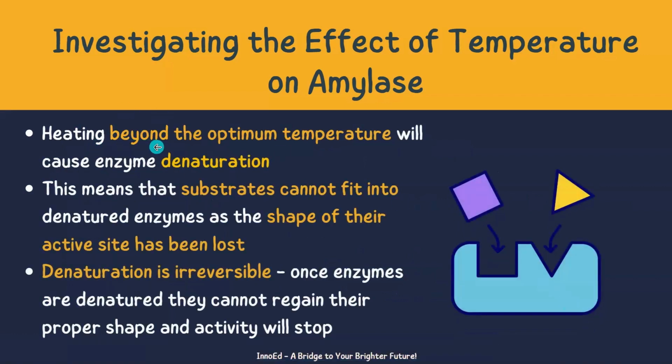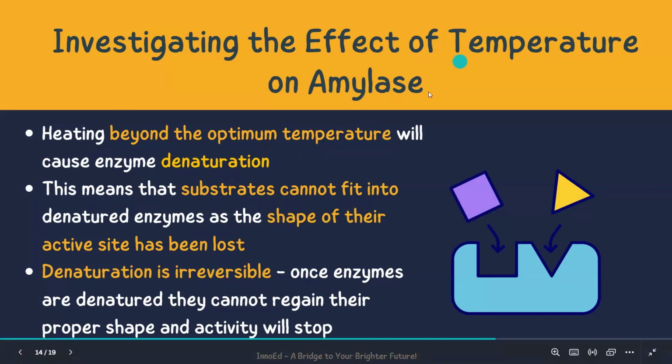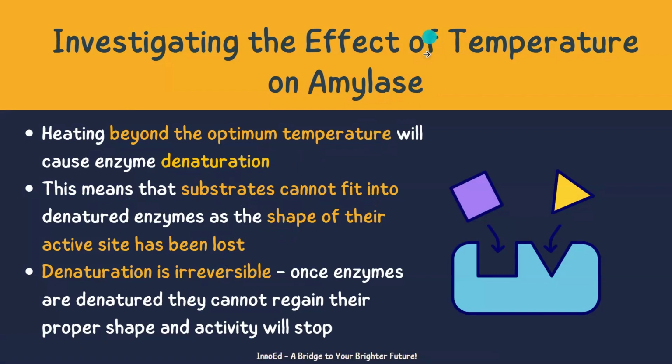Heating enzymes, or any other proteins, beyond the optimum temperature will cause that enzyme or protein to be denatured, which means that the substrates cannot fit into the denatured enzyme because the shape of the active site has been lost. So heating beyond the optimum temperature can cause the disruption of some chemical bonds in that protein so that the shape is no longer the specific shape that is complementary to the shape of the substrate.